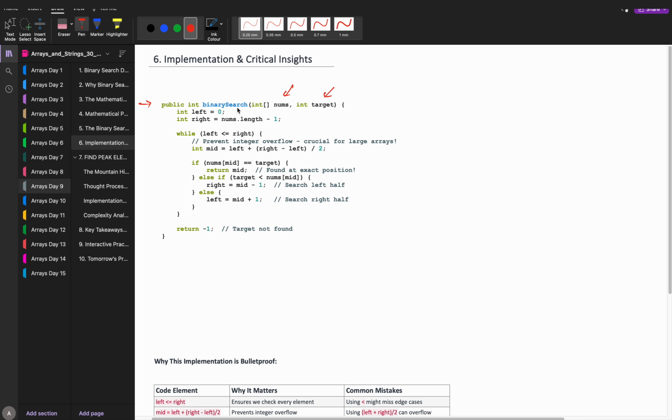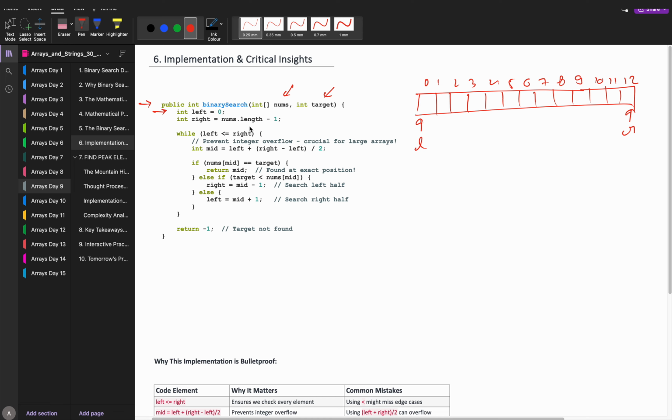Array is given, target is given. We are putting a left pointer and a right pointer for the array. Let's mark the indexes 0, 1, 2, 3, 4, 5, 6, 7, 8, 9, 10, 11, 12. Okay, that's how. While left is less than or equal to right, I have just converted the same logic into code, nothing else. Mid equals left plus right by one.